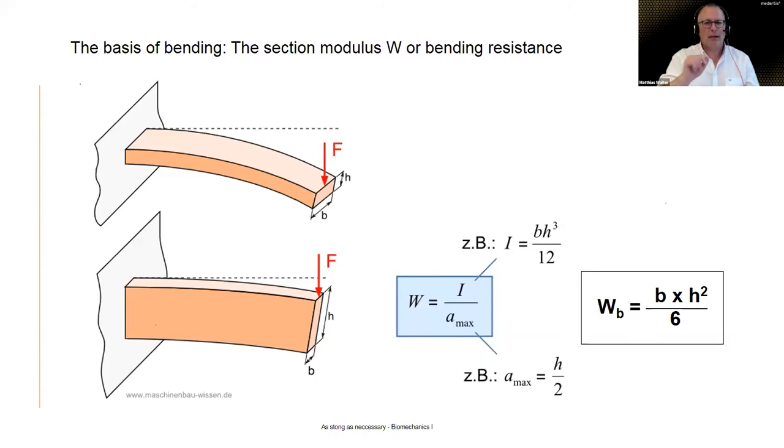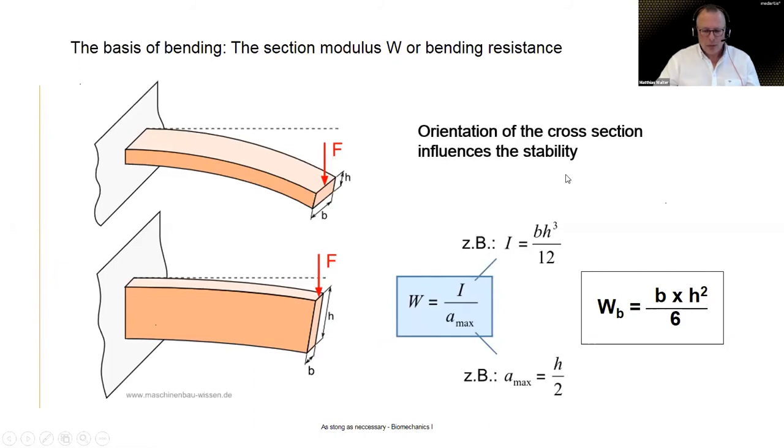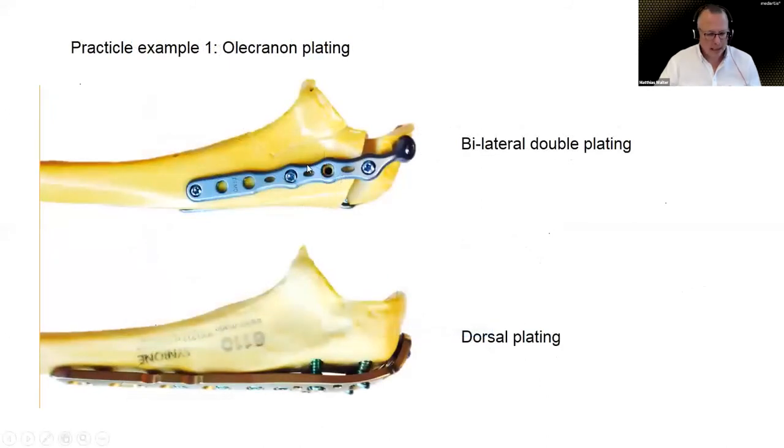So where can I actually place my plate? Do I need to place it in a certain position, or can I maybe position it on the side? So that the height or the width of the product gives me the stability, and the thickness of the plate is only a secondary issue, okay? Now, if you take it from there, you will see that the orientation of the cross-section influences the stability of the overall construct. Okay. Now, a perfect example for this is Medartis olecranon plating. In the olecranon, we use a double plate that we apply bilaterally to the region of the olecranon.